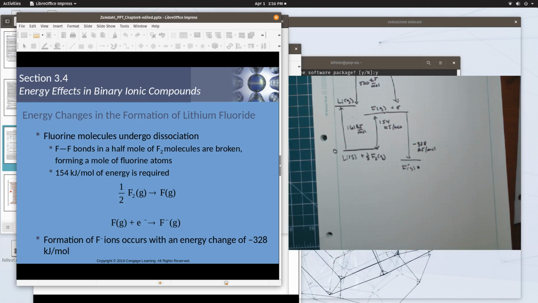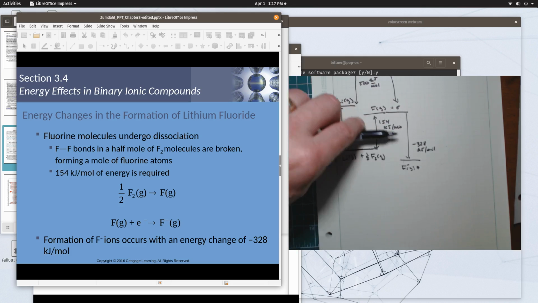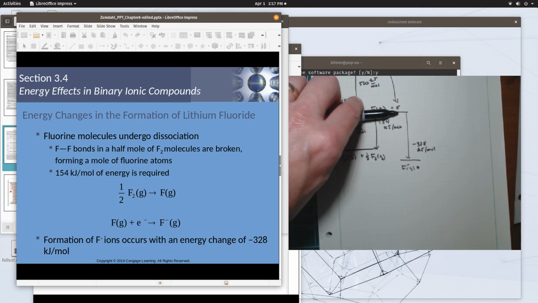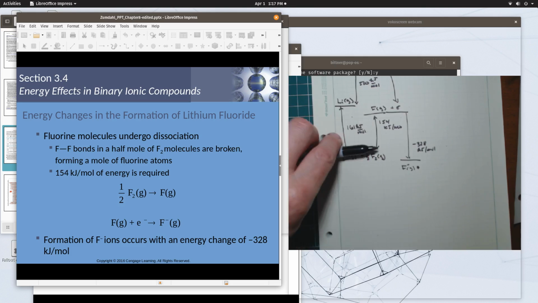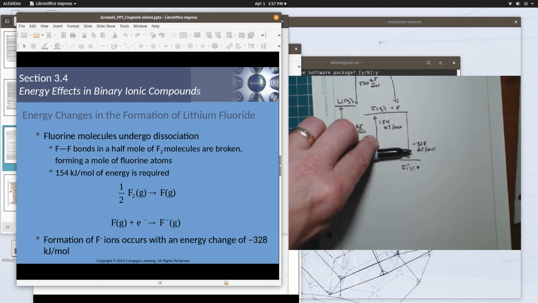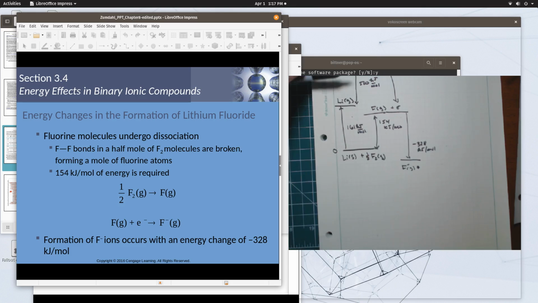Okay, so you can see I can start adding together all of these different thermodynamic pathways. So now I have this guy up here at 520 kilojoules per mole plus all that, and then this thing's down here. To get to here I went uphill by 154 and then down by 328, and now I add these together.